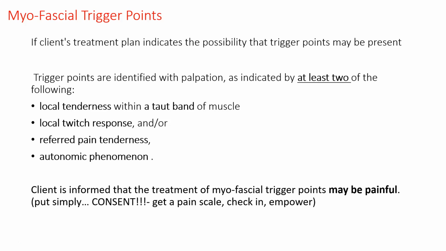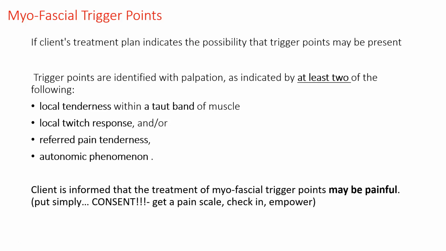Quite often students will say, I felt this taut band, it must be a trigger point. Well, just having a taut band of muscle does not qualify as a trigger point. You have to have at least one of the others besides a taut band. And in my experience, it's always been that referral pattern. If you get that taut band and a referral pattern, you're pretty much likely dealing with a trigger point.